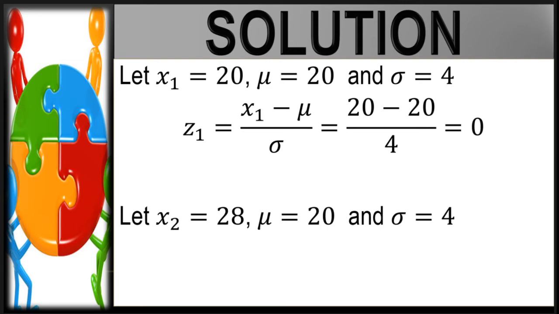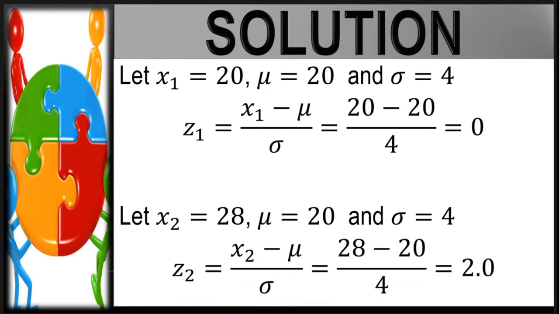For the next value of x, we have score is equal to 28, the mean is equal to 20, and the standard deviation is equal to 4. So substituting all the values, we have 28 minus 20 over 4. The z is equal to 2. So we got 0 and 2 here.